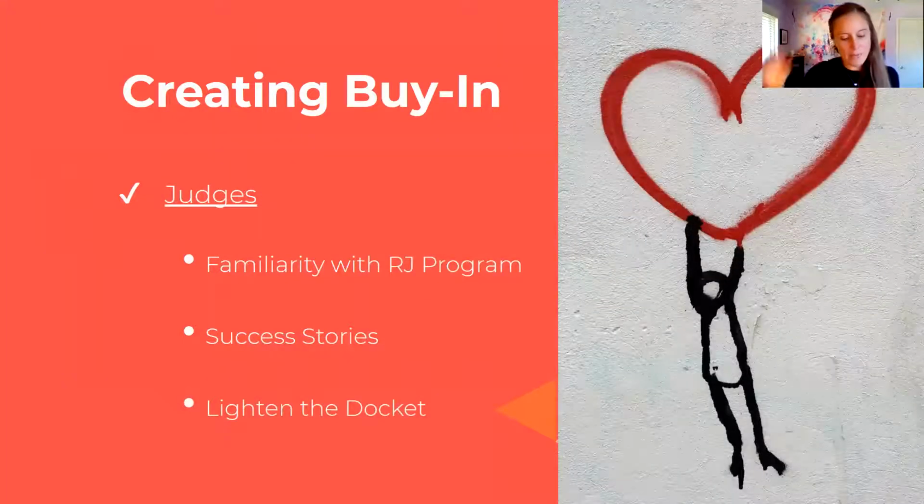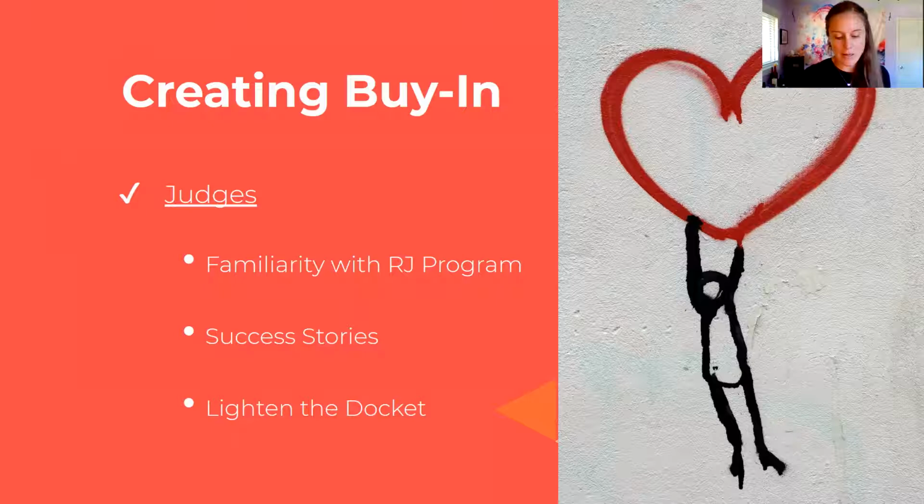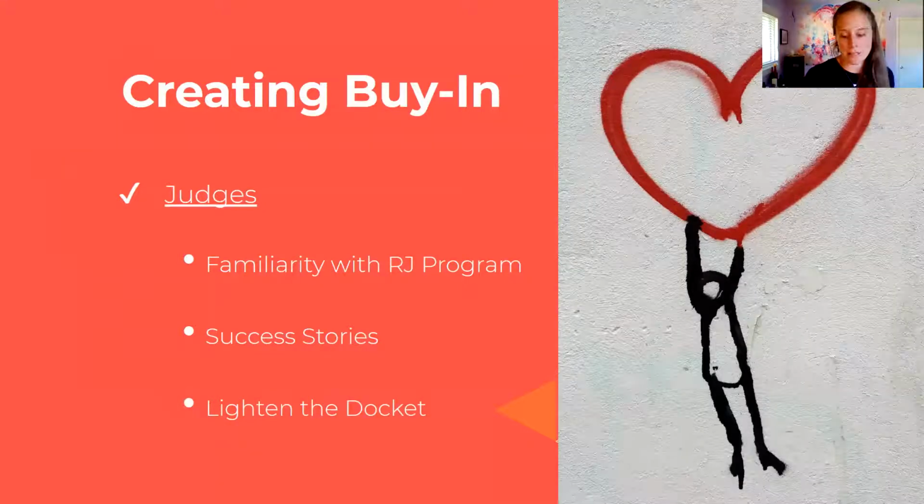Next up, we have generating buy-in with judges. And while diversion doesn't normally involve a judge, judges can still play a very important role in encouraging the use of restorative justice by identifying appropriate cases and then recommending to both prosecutors and defense attorneys in the courtroom that maybe RJ should be considered. So to encourage judicial buy-in, similar to what Chris was already saying about the prosecutors, make sure the judges have opportunities to become familiar with the RJ program. And then similarly, we need to cultivate judges' awareness of restorative justice success stories. And all of this will lead to lighter dockets, which of course judges will love.